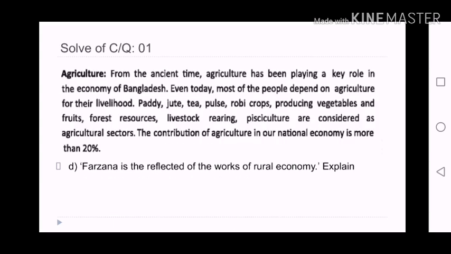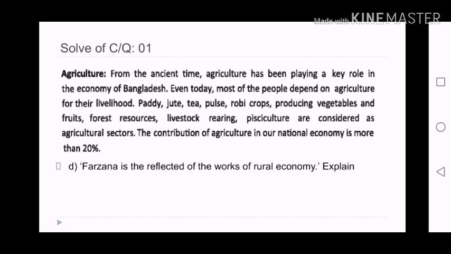Here, a portion is given from your book. You can also write your idea from your book from this paragraph, which is written in such a way that from the ancient time, agriculture has been playing a key role in the economy of Bangladesh. Even today, most of the people depend on agriculture for their livelihood. Paddy, jute, tea, pulse, rabi crops. Rabi crops is one kind of crops.